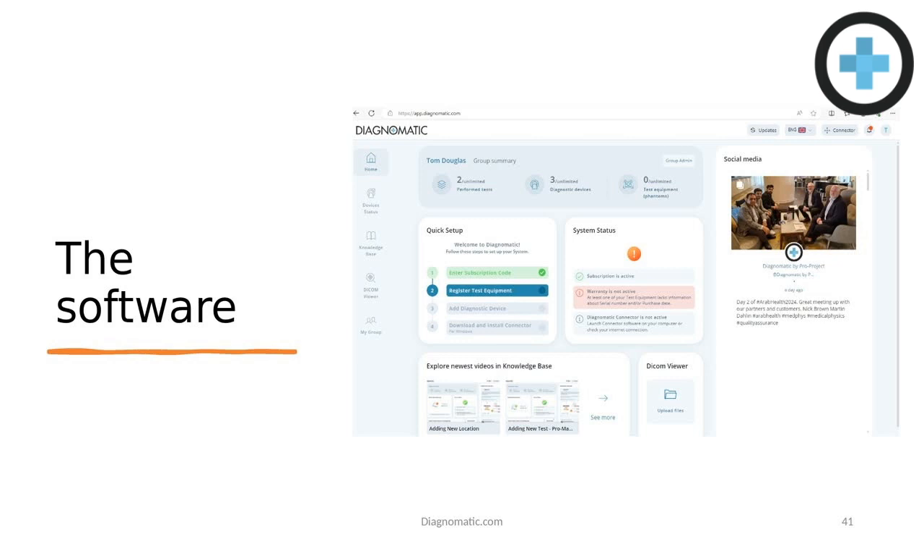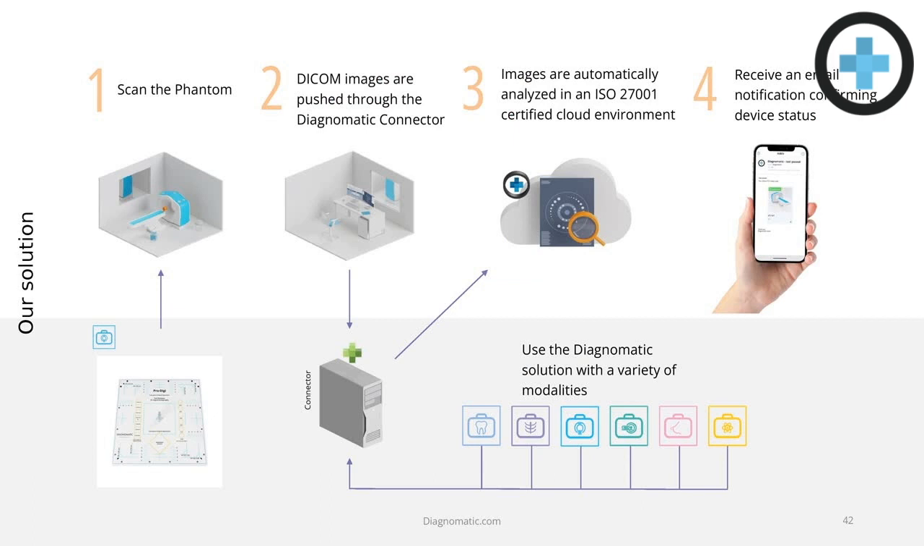Just briefly on the software, a lot of you are probably familiar with it already, but the software is designed to automate the QA process. We have it designed to work with a lot of different phantoms we've made, but here's a quick process. Once we get a DICOM image of the phantom itself, we can either push an image to the cloud, or use the Diagnomatic connector, which automatically sends those images to the cloud. That's where everything gets analyzed. Once an image is analyzed, typically in about 5 minutes, you get a quick notification by email letting you know the status of your equipment.